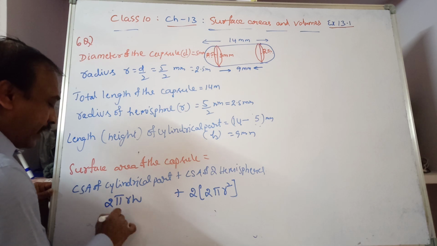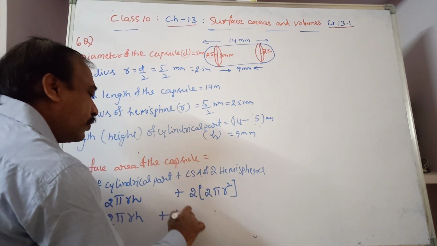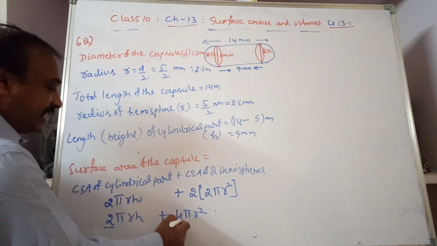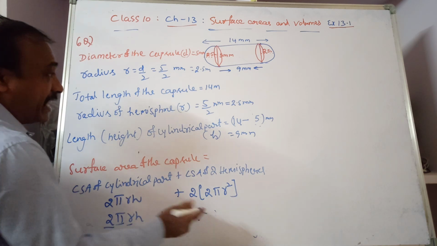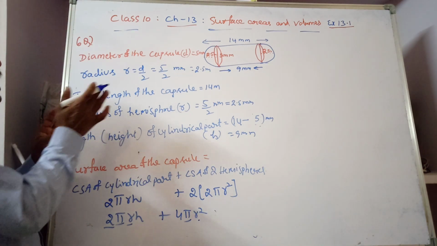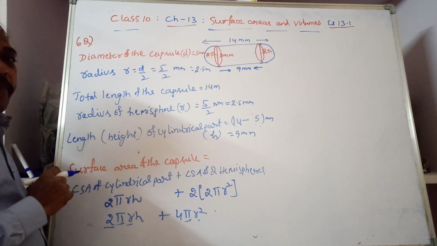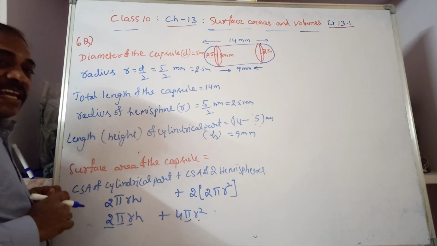So 2 pi rh plus 2 2s are 4 pi r square. Now you see, in this you can take out 2, pi you can take out pi common, r, because for both the hemisphere and the cylindrical part, the radii value is also the same, not the alphabet, the radii value is also the same. So we are taking out common.